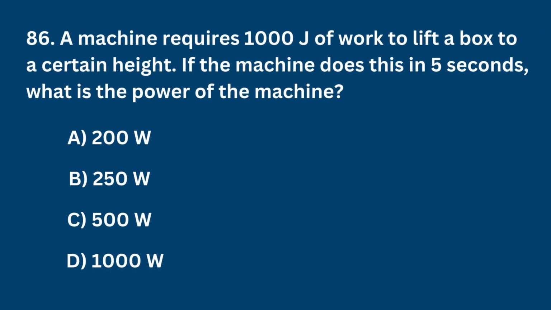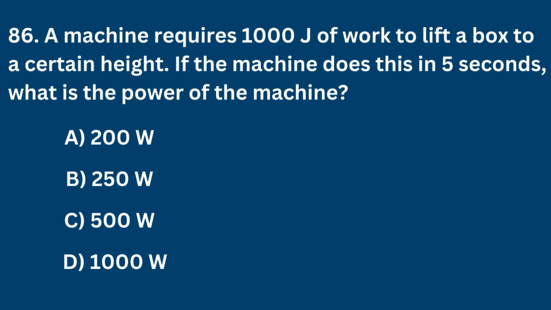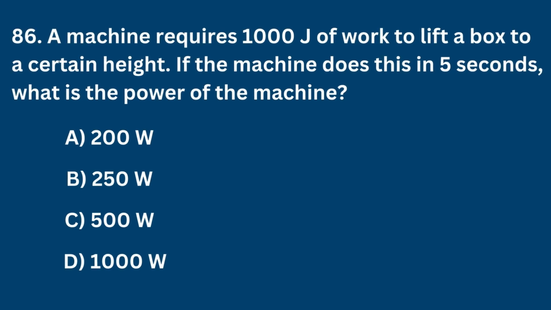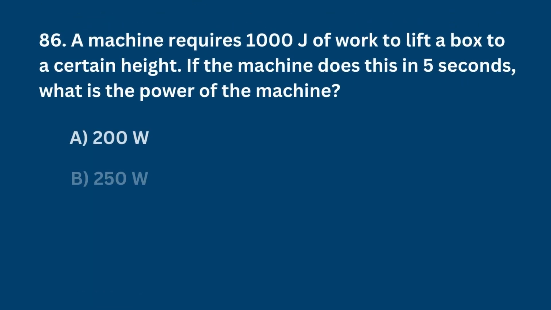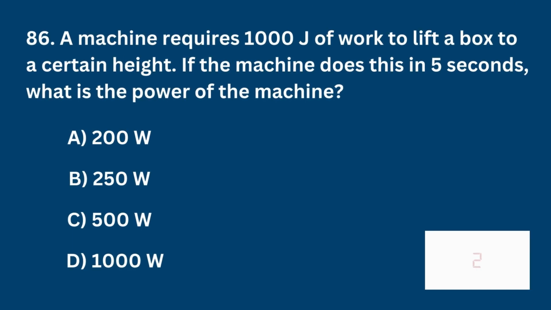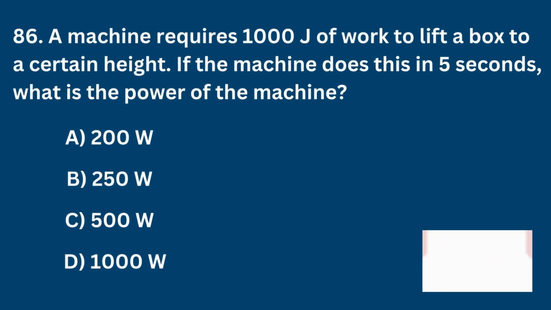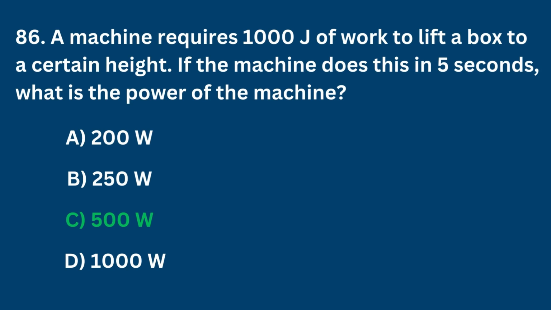A machine requires 1000 J of work to lift a box to a certain height. If the machine does this in 5 seconds, what is the power of the machine? The options are A. 200 W, B. 250 W, C. 500 W, D. 1000 W. Correct answer is C. 500 W.